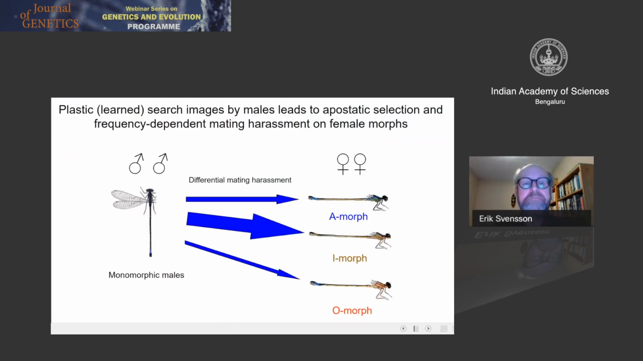And the basic mechanism behind the maintenance of this polymorphism is male mating harassment. So males have plastic search images. They try to mate with females. They develop a search image, and their search image becomes affected by the local morph frequency. So they tend to develop a preference for morphs that are common, which leads to increased male mating harassment of the common morphs, and thereby negative frequency dependent selection and a rare morph advantage. So that's the basic story behind the maintenance of this polymorphism.